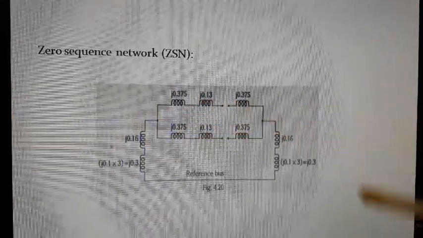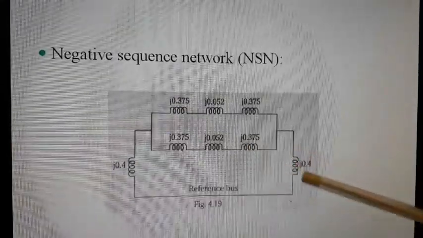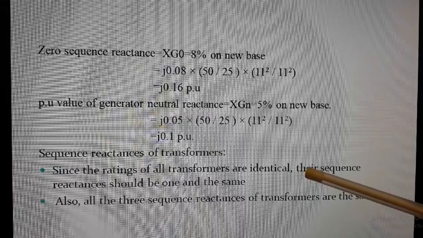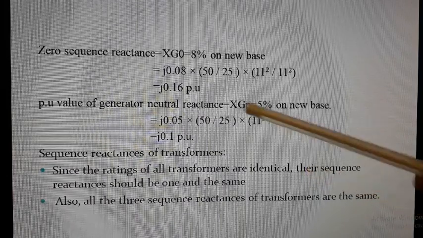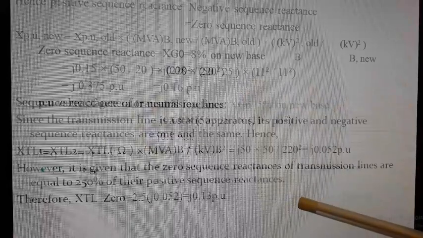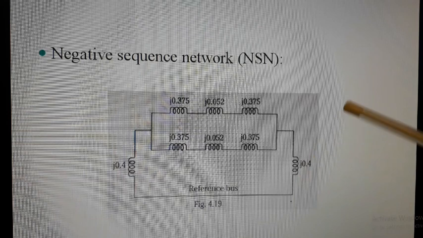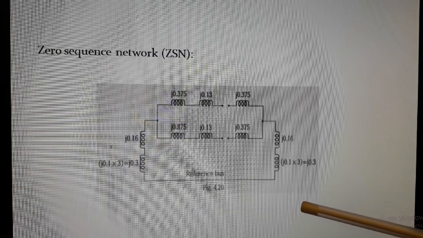Just observe the zero sequence values. J0.16 for the generator. See, the generator zero sequence reactance is 8% on the new base, so it is J0.16. Like that, for all the transformers, transmission lines as well as the generators, the zero sequence values must be taken into account.